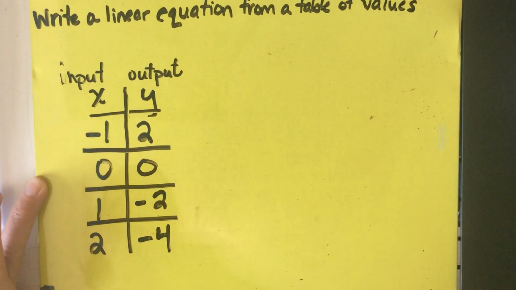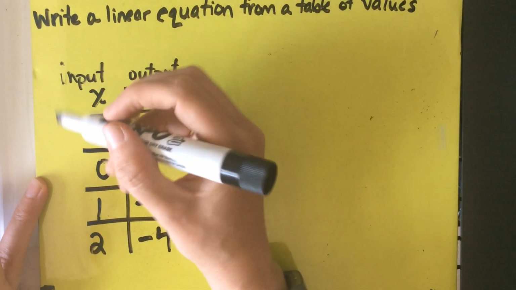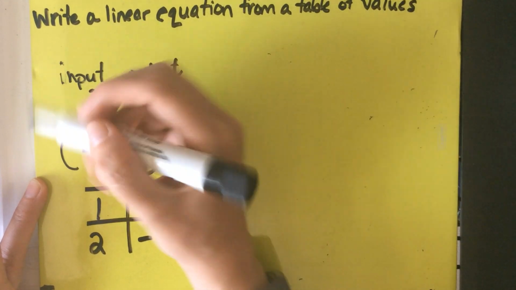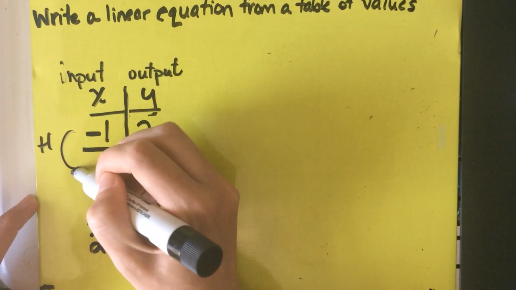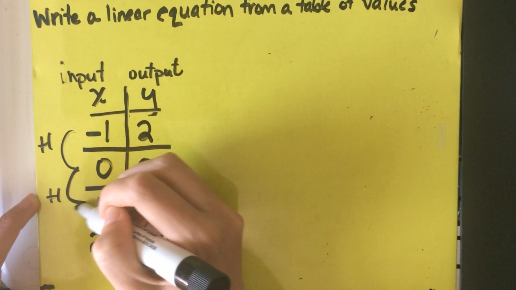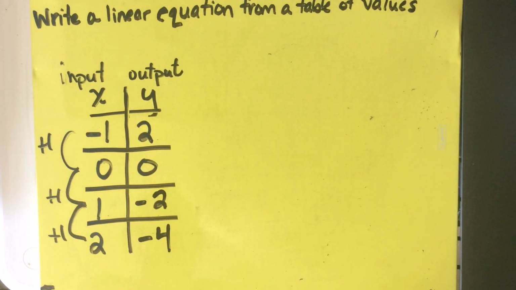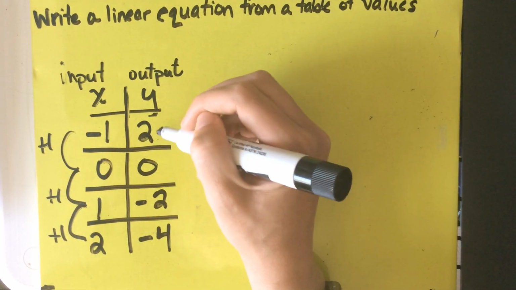So let's see, how much is my x value changing? From a negative 1 to a 0 is plus 1. From 0 to 1 is plus 1. From 1 to 2 is plus 1. So again, my x value is increasing by 1 every time. Let's look at my y.